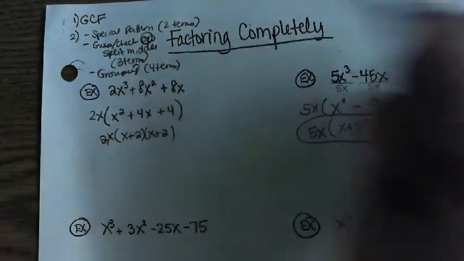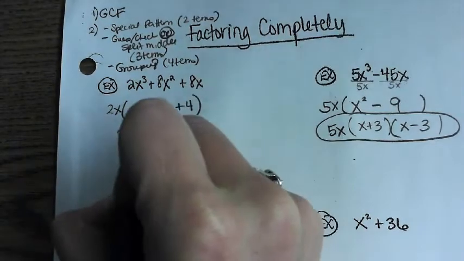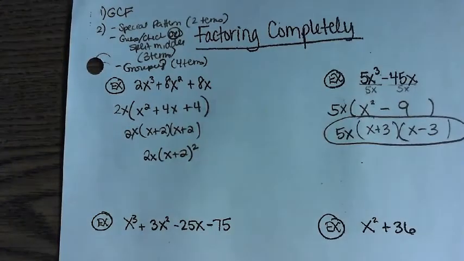Now, this would be considered factored completely if it was an open response. If it was a multiple choice, I doubt that this is what their final answer would be. How would they clean this up, Sierra? 2x and then x plus 2 squared. Very good. Anytime you have the same factor twice, they're going to clean that up.